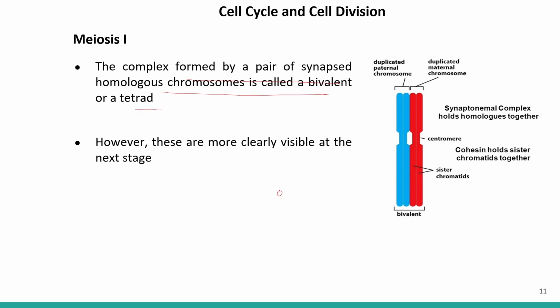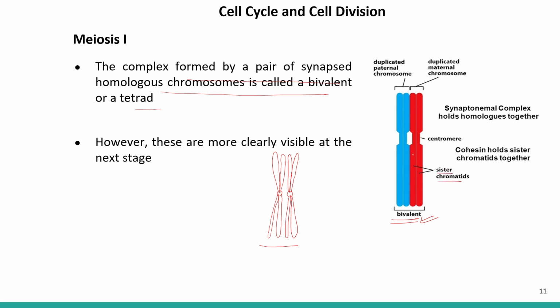So at this particular stage, it is called a bivalent. This is also called a tetrad or the bivalent. Now I'll tell you why it is called a bivalent or the tetrad. So here we can see two chromosomes, right? Two chromosomes. So they are called a bivalent and they are the sister chromatids.